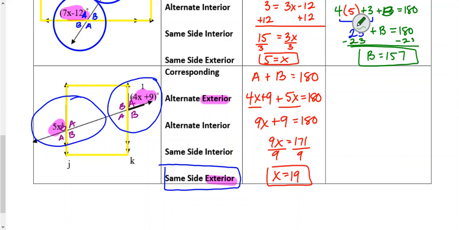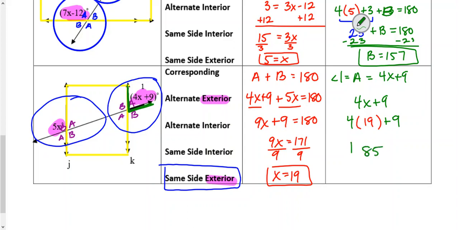And to solve for angle 1. So angle 1 is A, and we know A is 4x plus 9. So we're going to take our 4x plus 9, substitute in x, so we get 4 times 19 plus 9. 4 times 19 plus 9, that gives me 85.